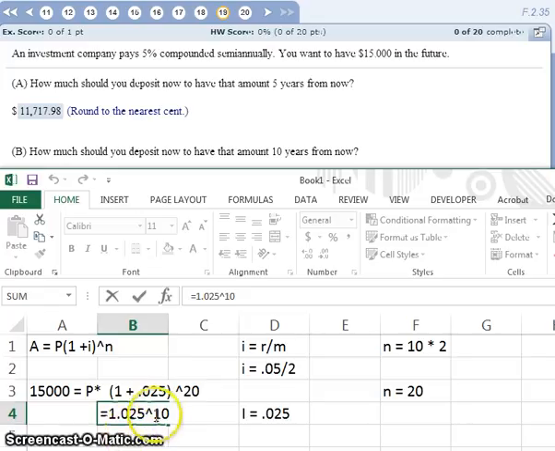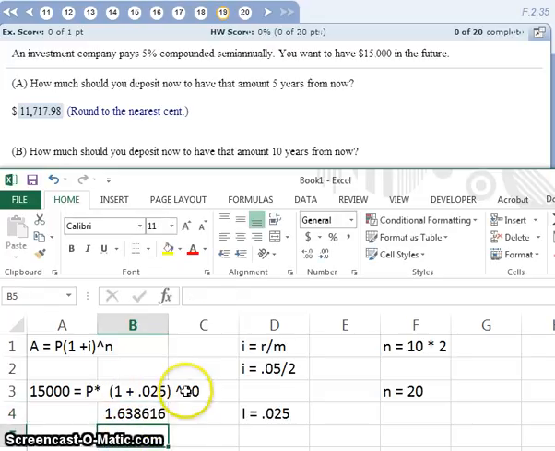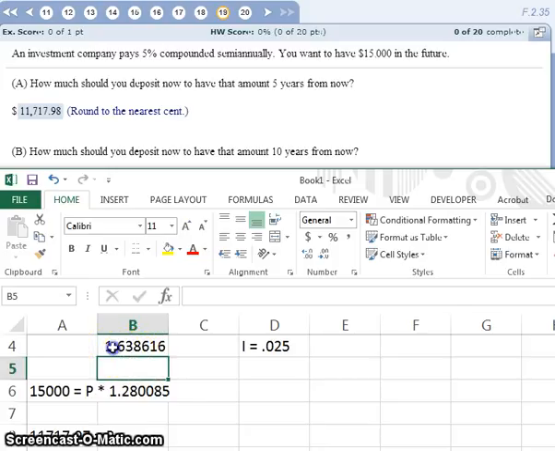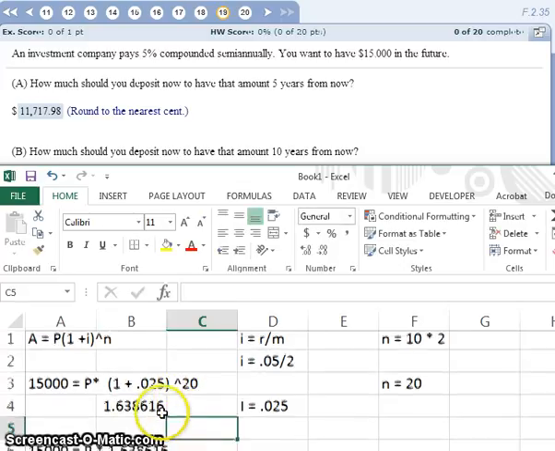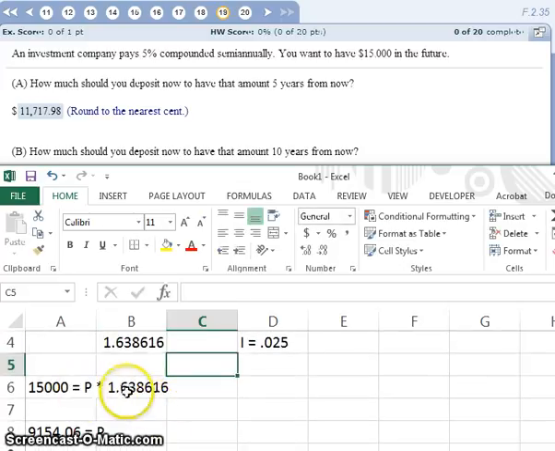And here, we're going to just change our exponent to a 20. So the part in parentheses raised to the exponent, we get this value now. Then to solve for P, divide both sides by that number. And here's the amount you would have to initially invest to have $15,000 in 10 years.